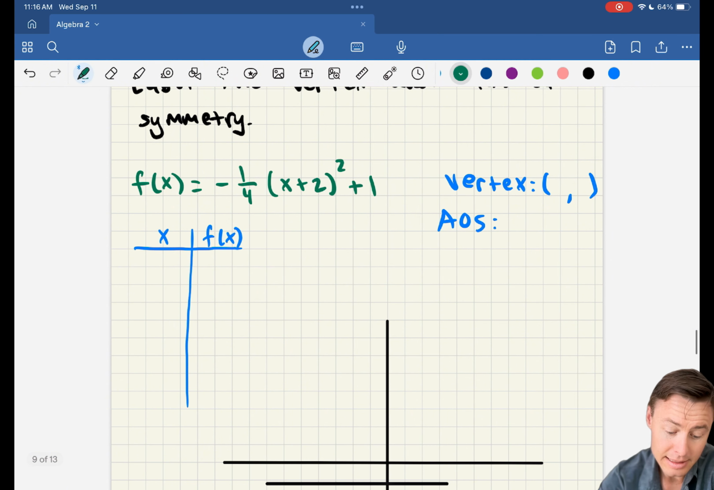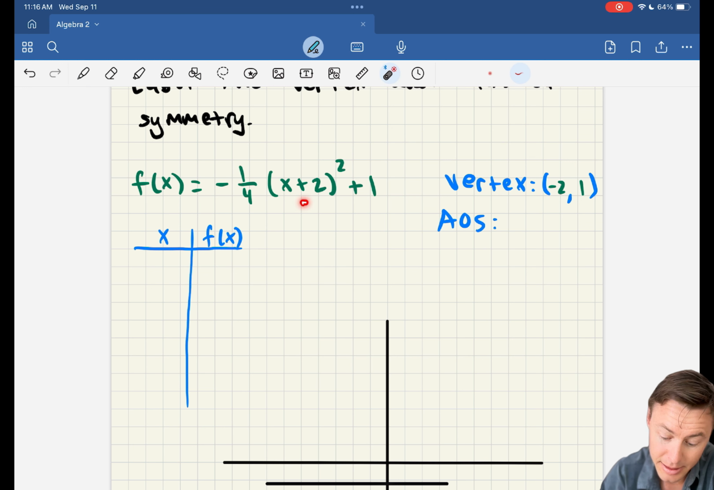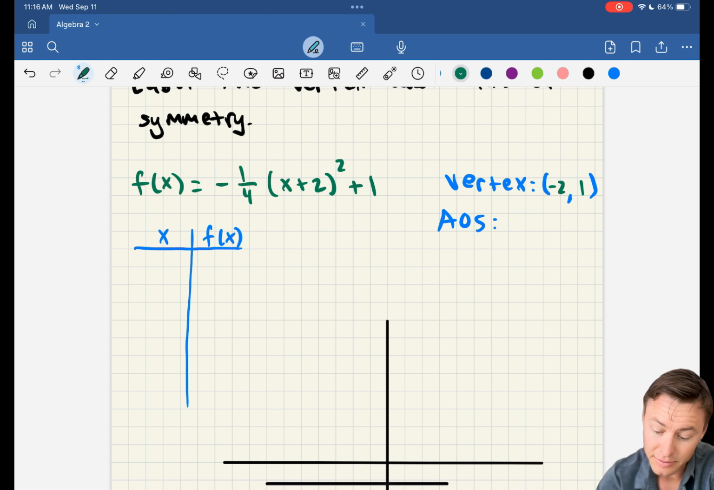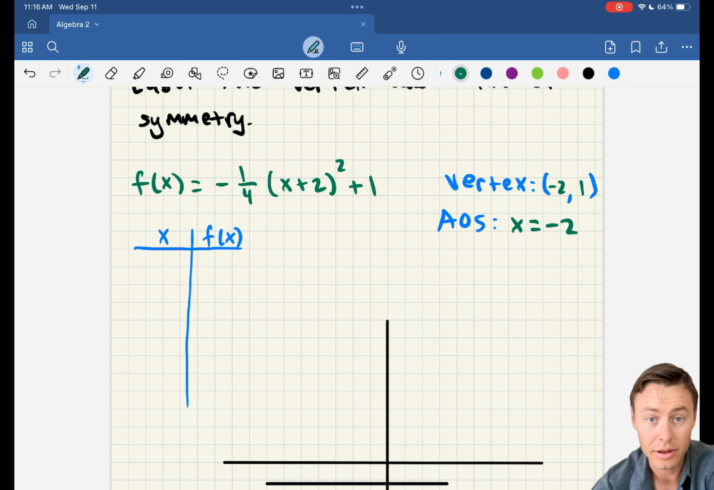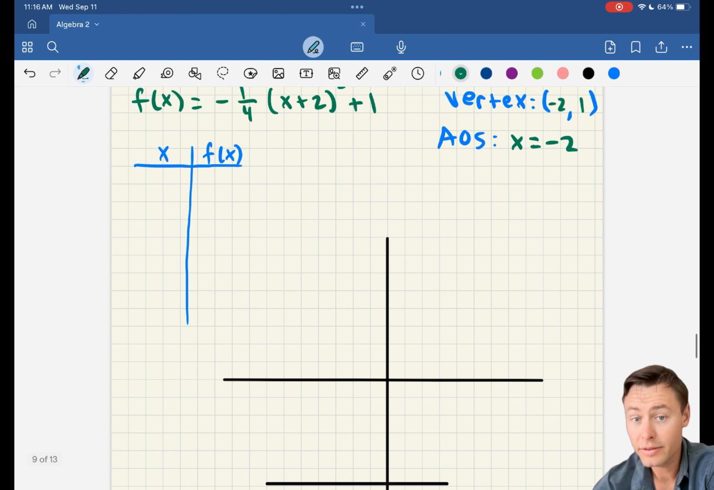All right, and then because this is in vertex form, it's very easy to find the vertex. The vertex is given by (h, k), where h in this case would be -2 and k would be +1. How am I getting those numbers? It's because it's x plus 2 inside the parentheses, and remember the h value is always the opposite of whatever the sign is in front of the number in the parentheses, and then the k value is just this 1 outside. And the axis of symmetry would just be x equals -2 because it's just the x value of the vertex.